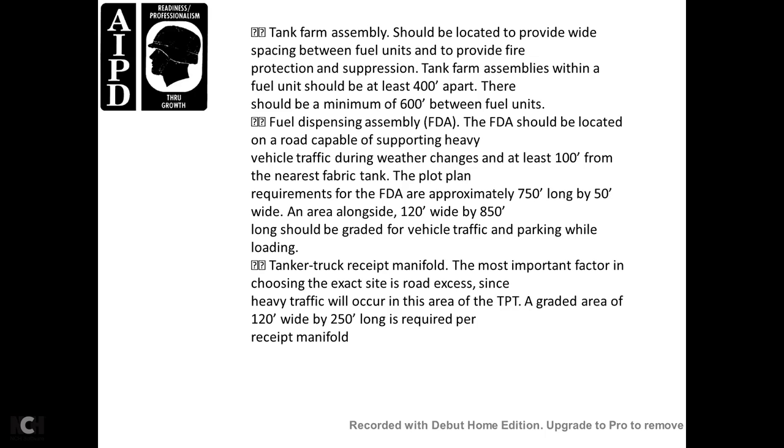weather changes, at least 100 feet from the nearest fabric tank. The plot plan requirement of the FDA is approximately 700 feet long by 50 feet wide, in an area alongside with 120 feet by 150 feet long, which should be created for vehicle traffic parking while loading. Tanker truck receipt manifold.